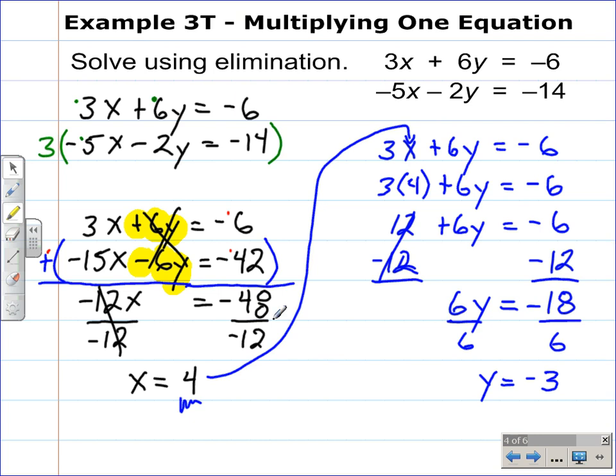So we have both components to our solution. The x part is 4, and the y part is negative 3. So these two lines, if graphed, would cross at the point 4, negative 3.